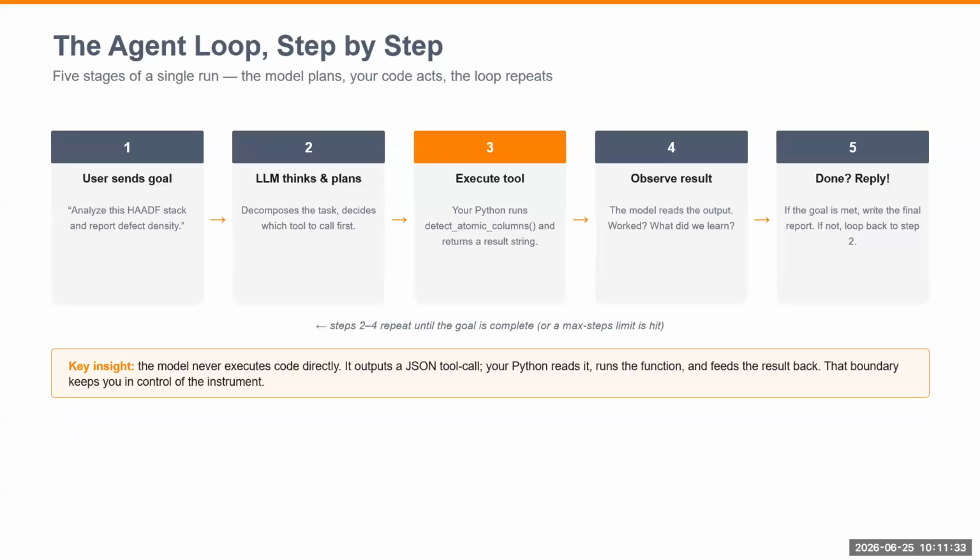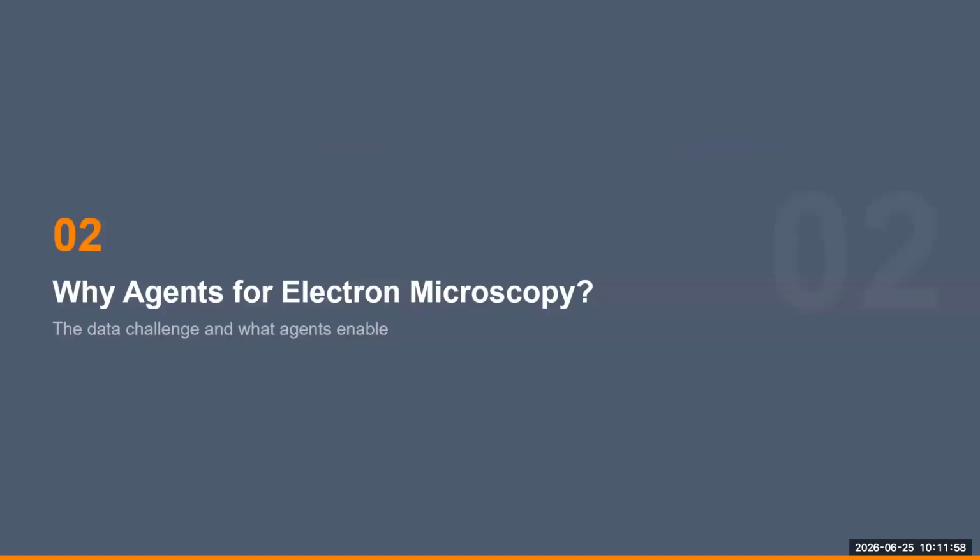And so the agent loop step by step is just, we would like to have some type of human input. The user sends some type of goal. The LLM thinks and plans. It will execute the tool, observe that result, and then that's done, reply, and it will give us an output based on that. So now this is just the same loop over and over again. But this is something I want you guys to understand: what makes an agent an actual autonomous agent here. So why agents for electron microscopy, right?